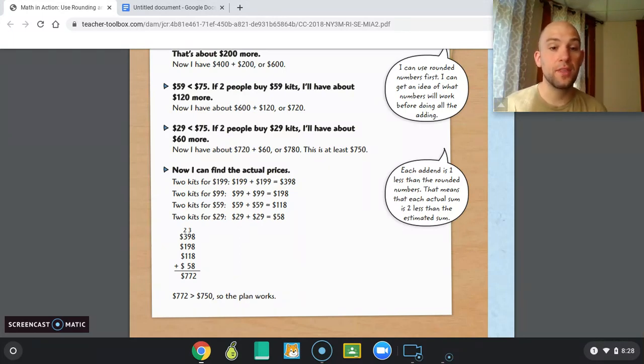$772 is greater than $750, so the plan works. And we know that we rounded right, or we can make the assumption that we rounded right, because our total that we got is close to our total that we got when we added our rounded numbers. So 772 is close to 780. So we know that our rounded numbers were helpful, and we also know that the plan will work.